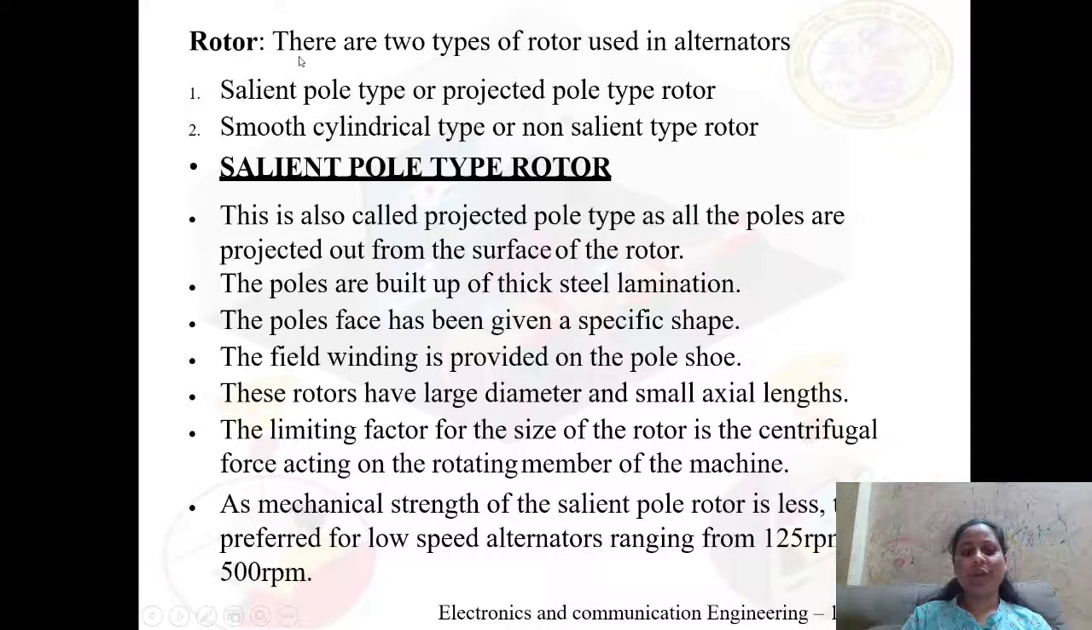The rotor is a rotating part. We will find two types of rotor used in an alternator. The first type is the salient pole type or projected pole type rotor, and the second type is the smooth cylindrical type or the non-salient type rotor. Let us take the salient pole or projected pole type rotor first.